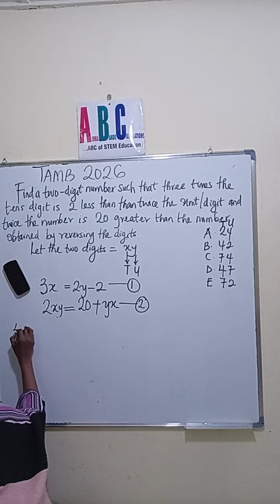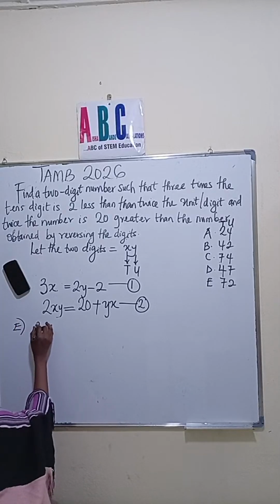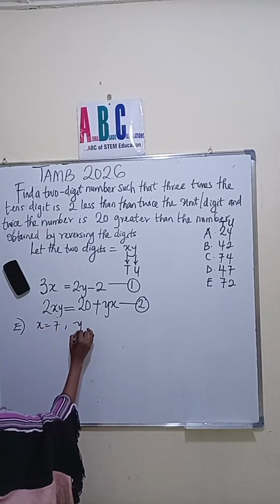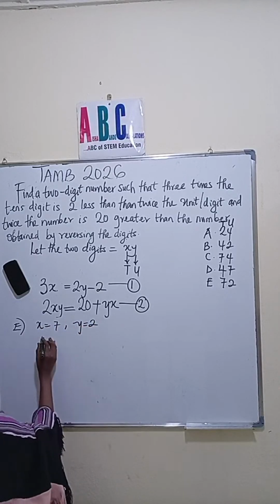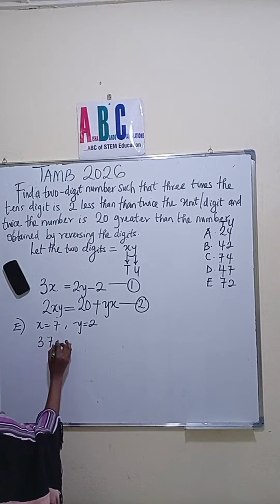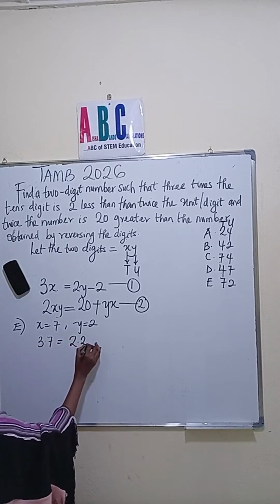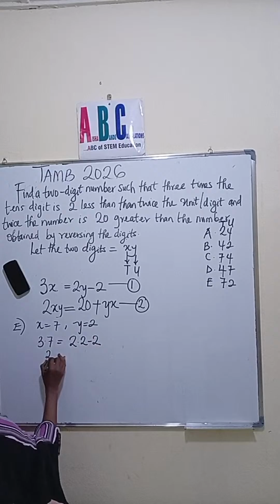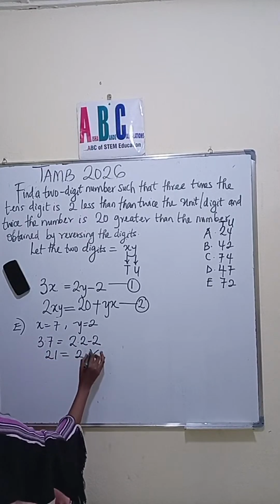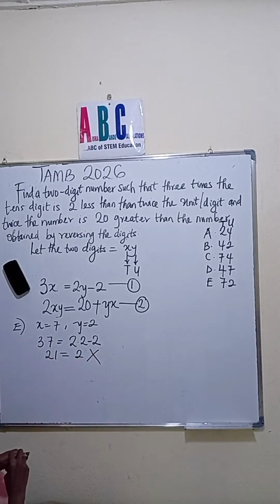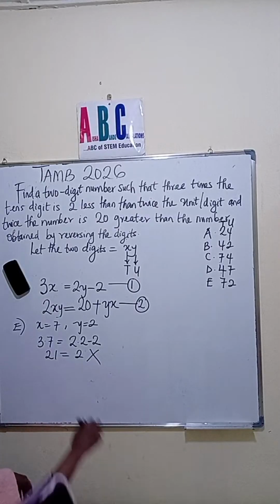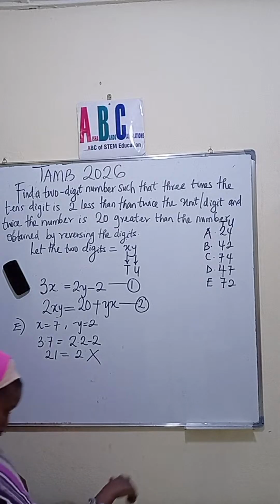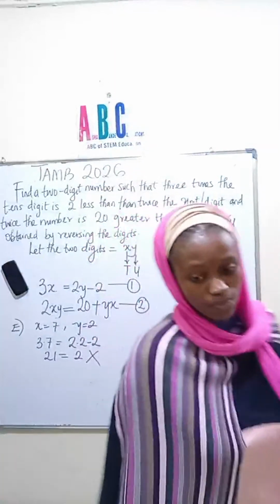So let me test for the last option E. x is equal to 7 and y is equal to 2. So this becomes 3 times 7 is equal to 2 times 2 minus 2. So this is 21 is equal to 2. This doesn't satisfy. So are you sure the issue is not from the interpretation of the second equation?